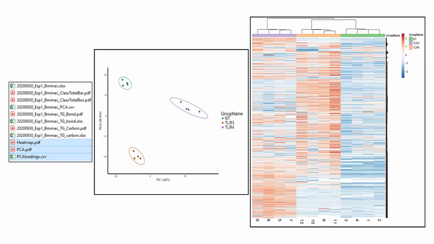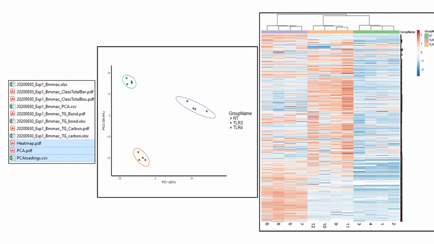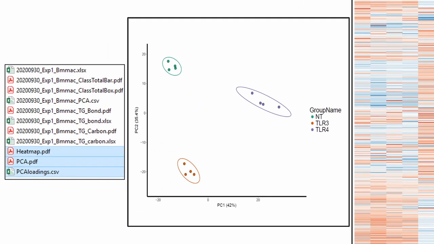Our standard data package also includes a heat map and a principal component analysis. The PCA plot can help you visualize the differences between the groups in your experiment. In this example, TLR4 stimulation shifts the lipidome on PC1, while TLR3 stimulation shifts the lipidome on PC2. The PCA loadings are an excellent resource that can direct you to the individual species that drive these shifts.